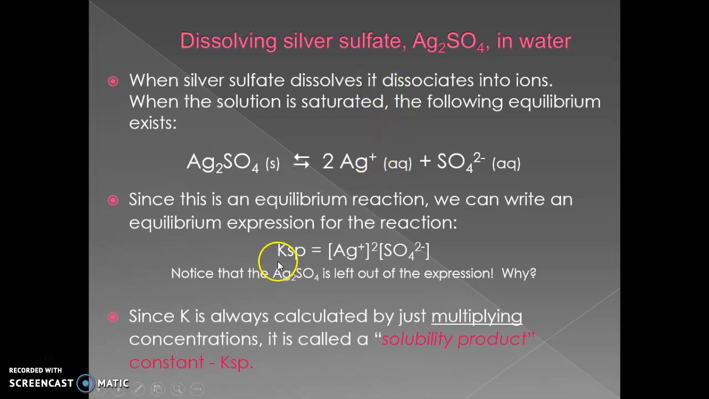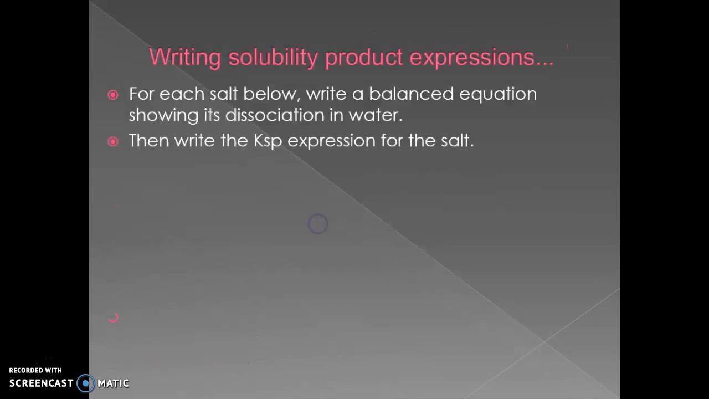If the Ksp is really big, that means you have a substance that's pretty darn soluble. If the Ksp is really small, that means that you have a relatively insoluble substance. So at this point, nothing is completely insoluble. It all dissolves to a tiny, tiny extent.